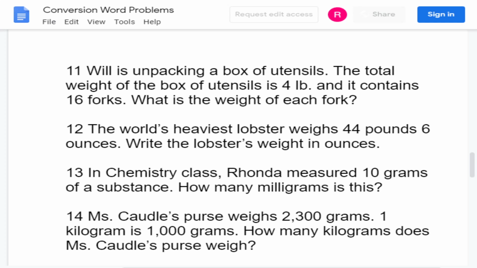All right, number 11. Will is unpacking a box of utensils. The total weight of the box of utensils is 4 pounds and it contains 16 forks. What is the weight of each fork?